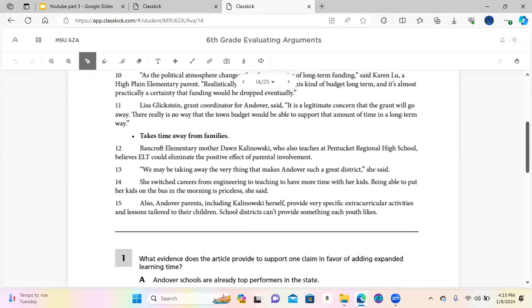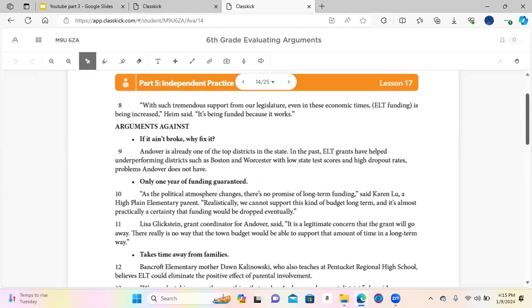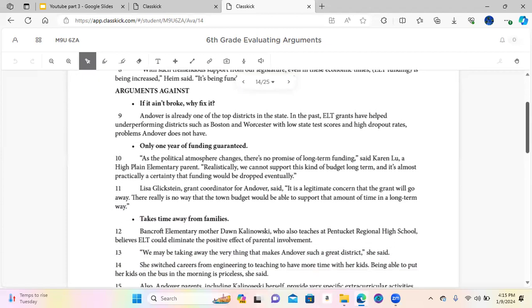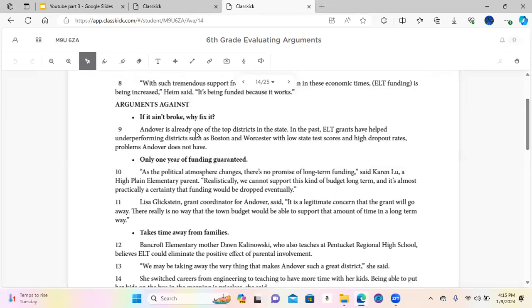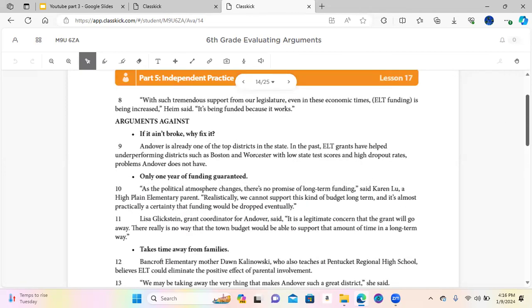Also, Andover parents, including Kalinowski herself, provide very specific extracurricular activities and lessons tailored to their children. School districts can provide something each youth likes. So those are the 3 arguments against extended learning time. If it ain't broke, why fix it? Only 1 year of funding guaranteed. It takes time away from families.